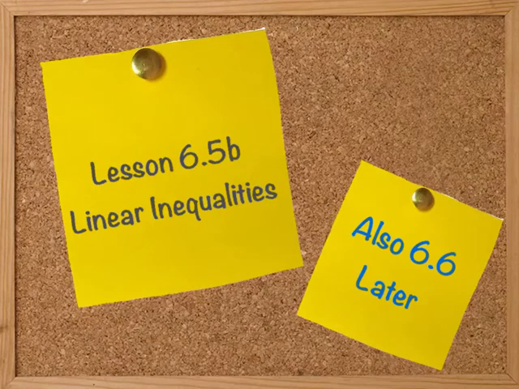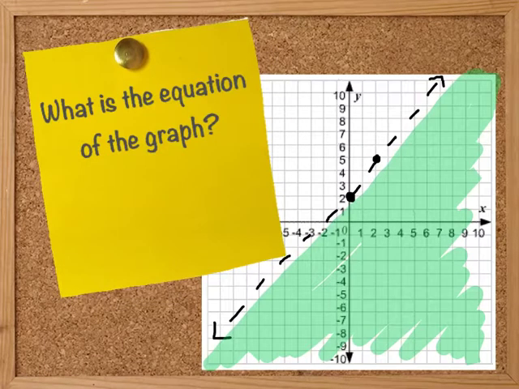This is lesson 6.5b, so the second half of linear inequalities, and later on in the video will be lesson 6.6. In the first part of lesson 6.5, we learned how to graph linear inequalities. Now we need to work backwards. From an equation, we want to be able to write an inequality.